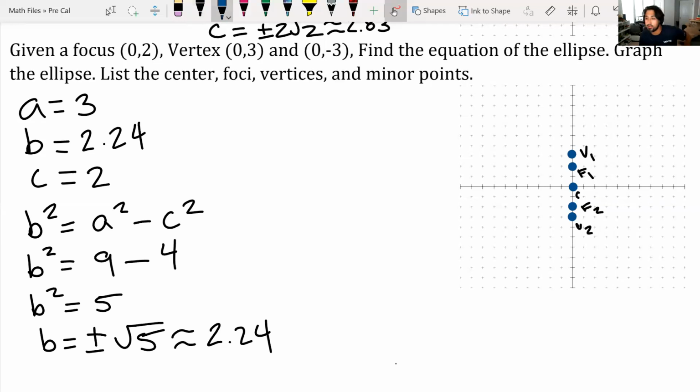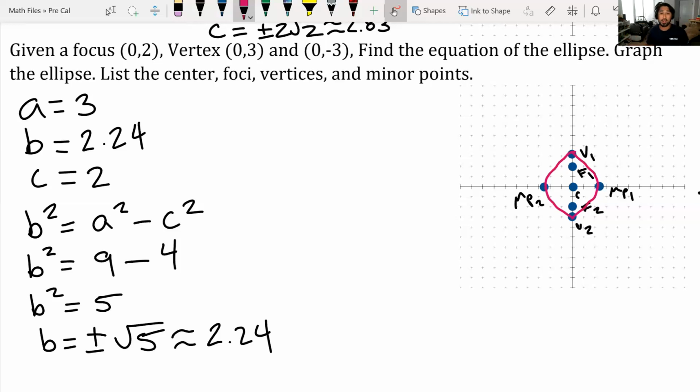So this means to find our minor points, go out 2 units and then some to the right of the center. So 1, 2, probably there, and 1, 2, probably there. And those are the minor points. Okay, and now we'll just connect our ellipse. All right, and then let's create the equation and label everything.